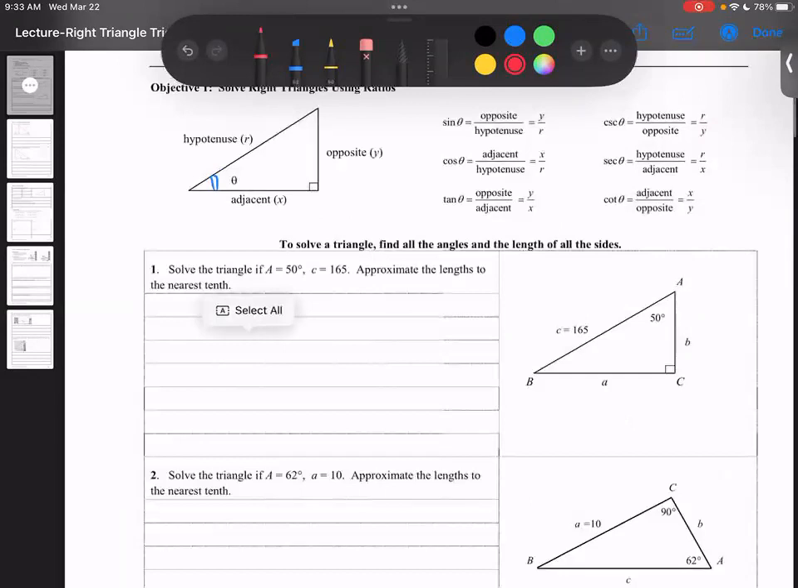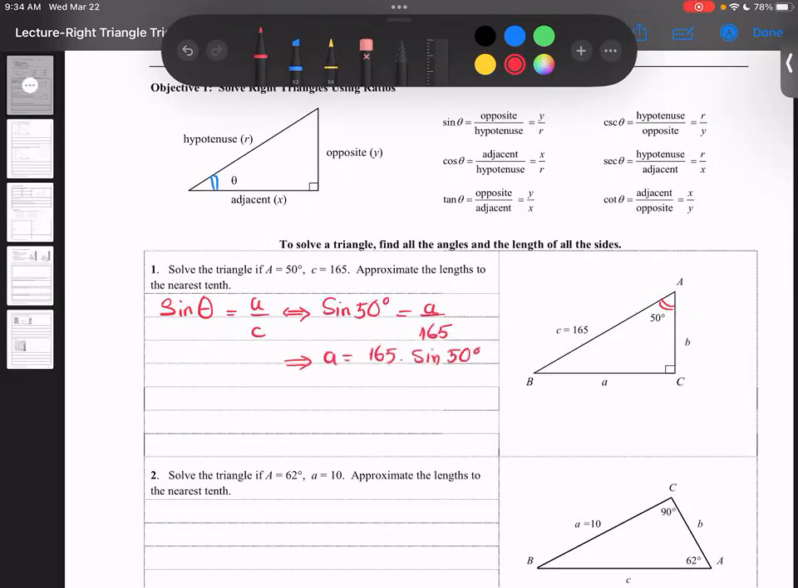There's more than one way to solve this. So sine theta, that's my theta, equals opposite, which is A, divided by C. Theta is 50, right? So replace theta with 50: sine 50 degrees equals A, which is the one you're looking for, so leave it as A, divided by C, and C is 165. Now you solve for A, right? A is what? 165 times sine of 50 degrees.